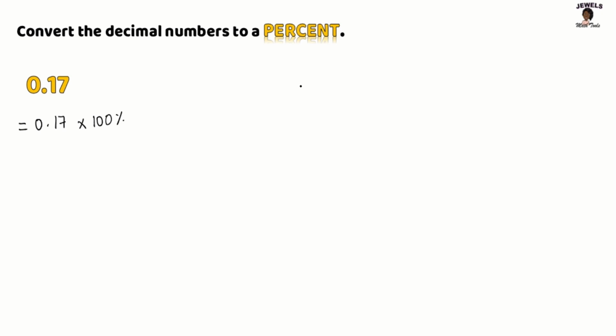Okay, so now let's begin. We're going to be multiplying our 100% times our 0.17. And 7 times 0 is 0. 7 times 0 again is 0. 7 times 1 will be 7. We're going to add a 0 and begin multiplying by our 1.